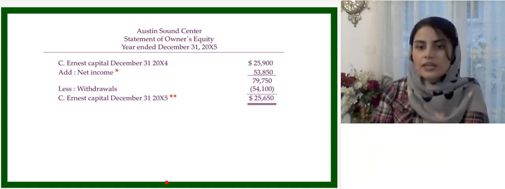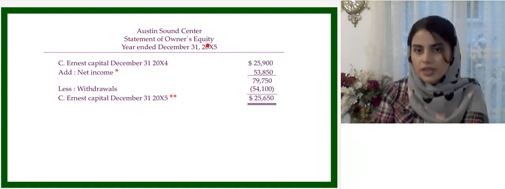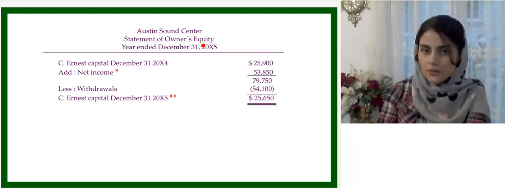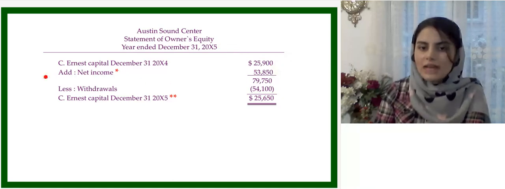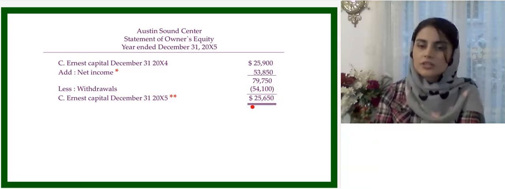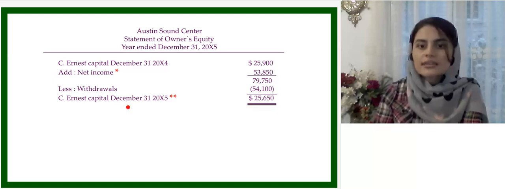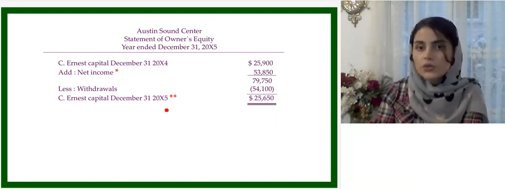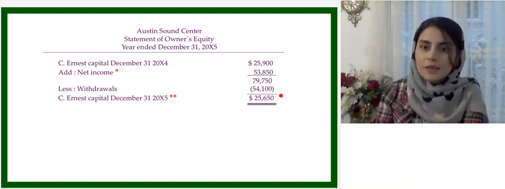That amount of the income statement goes to the statement of owner's equity of Austin Sound Center. Here, we should add net income to the capital December 31, 2004, and less withdrawals. That gives us the amount $25,650, which is capital December 31, 2005. This amount goes to the balance sheet.